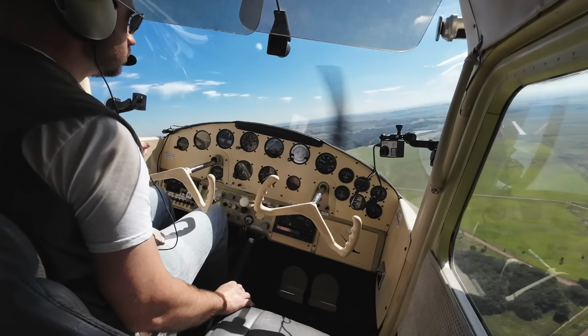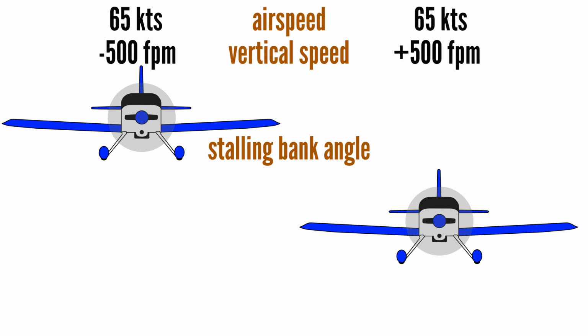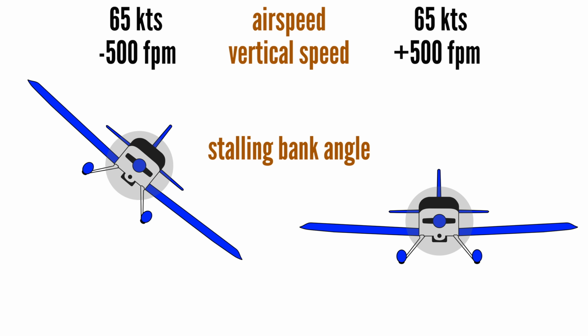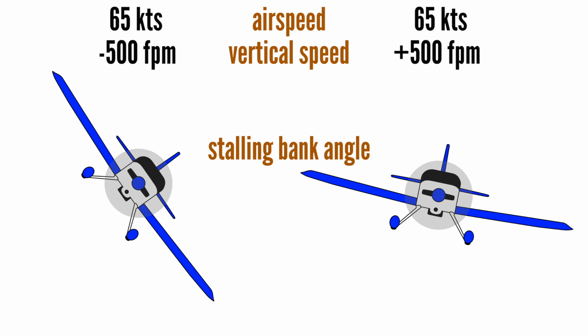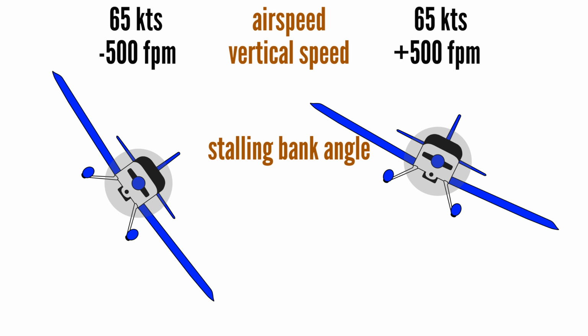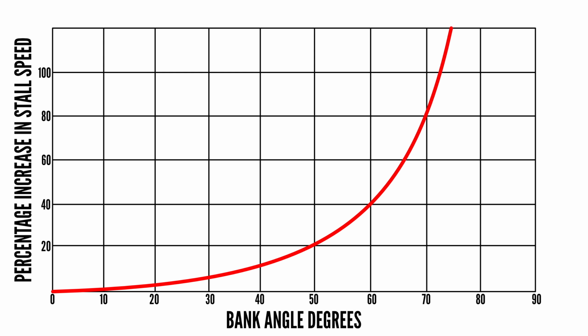In a descending turn at a given airspeed, the bank angle required to stall will be higher than for a climbing turn, because in a climb, more up elevator is used even before starting the bank, and it will stall at a lower bank angle. That is the problem with this kind of bank angle versus stall speed diagram, which is often shown in textbooks or briefings. They rarely clarify that it only applies to level flight.